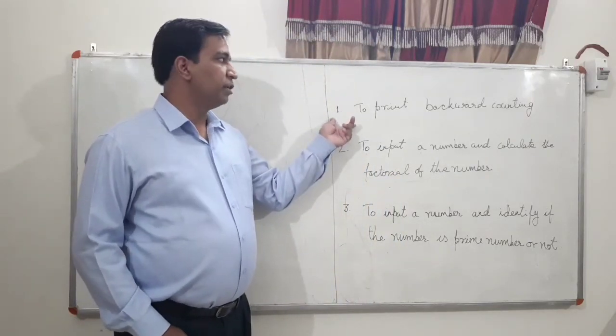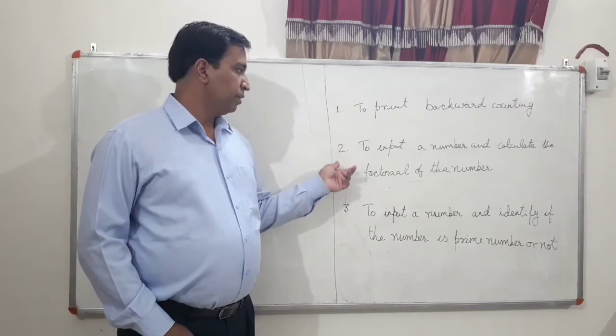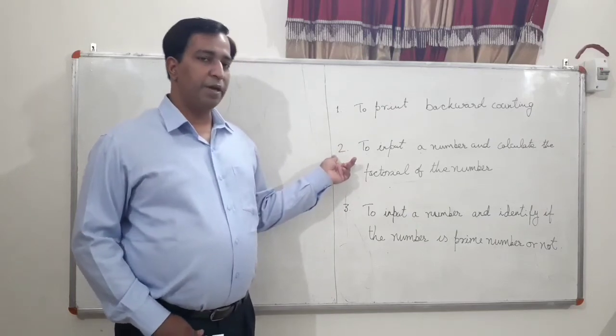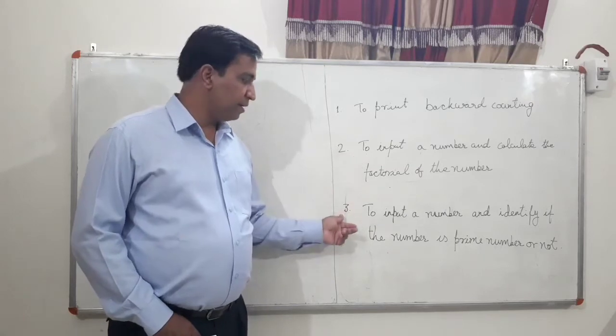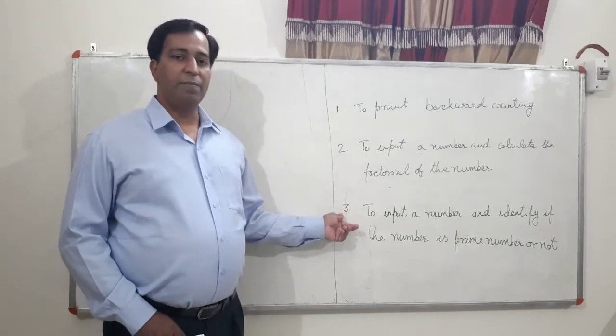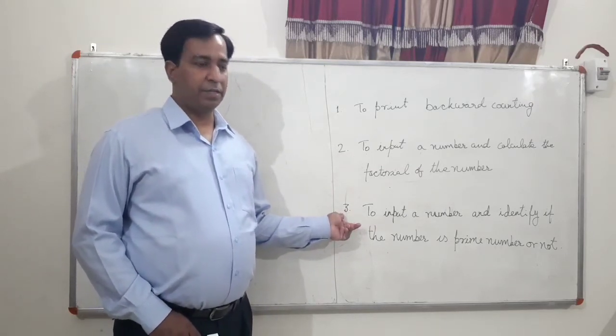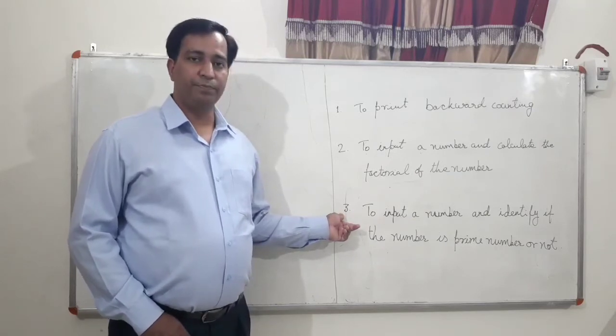First program is to print backward counting. Second program is to input a number and calculate the factorial of that number. And third program is to input a number and identify if that number is a prime number or not.